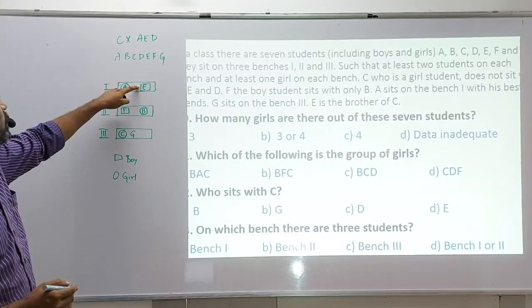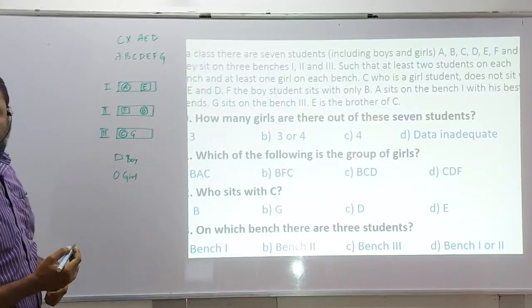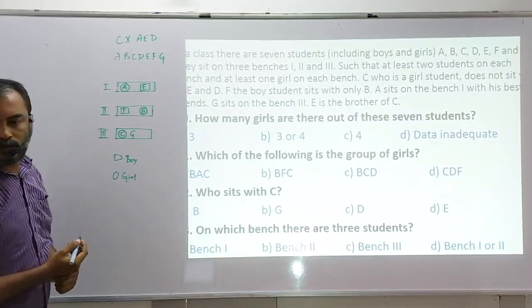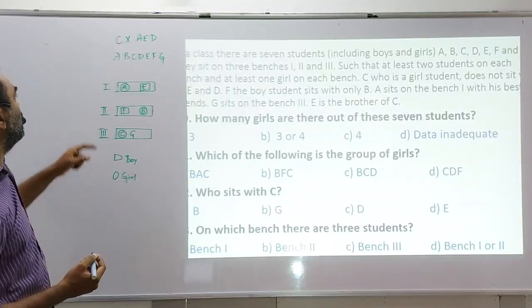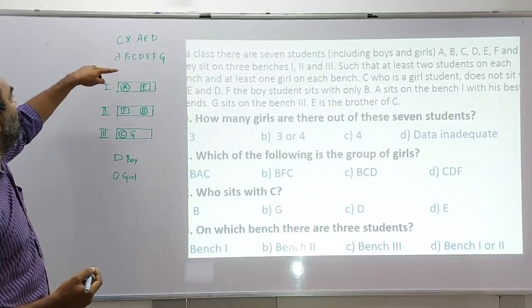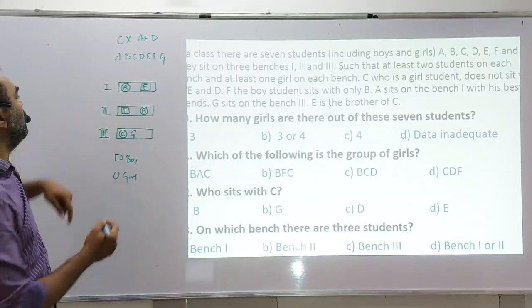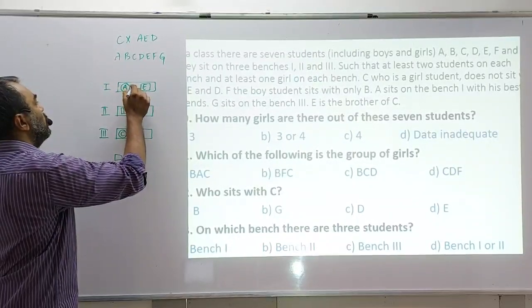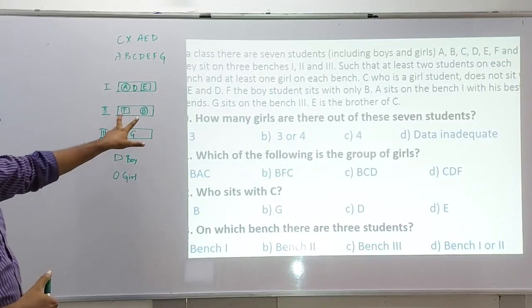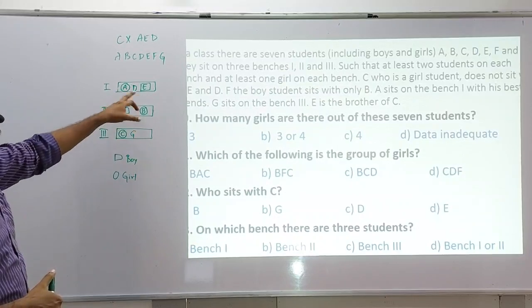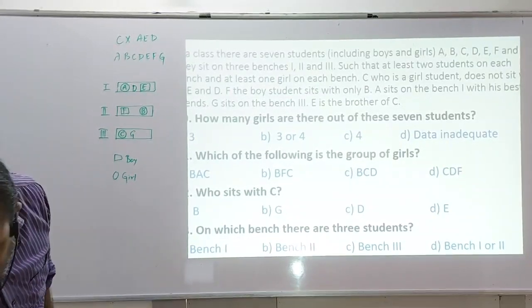E is the brother of C. So if E is the brother, C does not sit with A. C would either be the boy or the girl, which is not mentioned, and E is the brother of C. Now what have we left with? A, B, C, D, E. D is there, so I have to put D here, because here only 2 are sitting, and C does not sit with A, E, D. So these are the options I got.